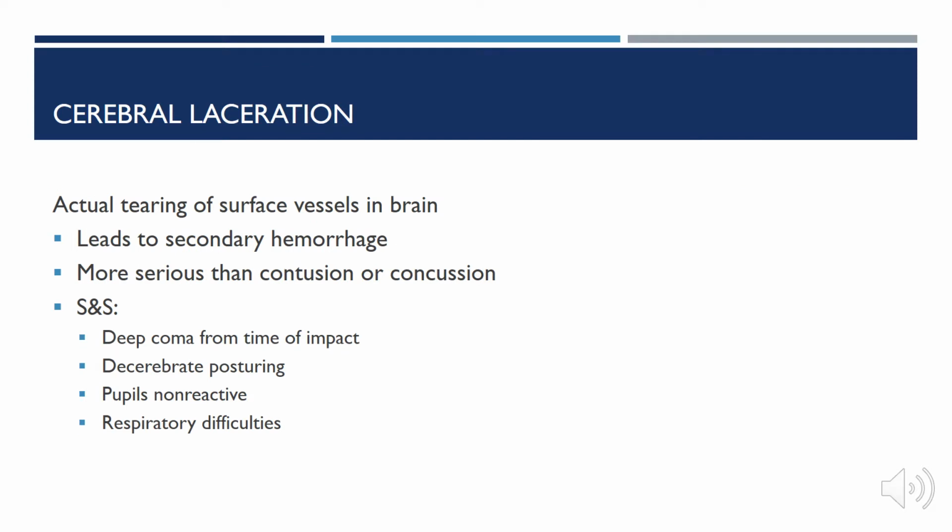So the next thing we're going to talk about is cerebral lacerations. This is actual tearing of the surface vessels in the brain. Leads to secondary hemorrhage. It's more serious than a contusion or a concussion. And the signs and symptoms of this are deep coma from the time of the impact, decerebrate posturing, the pupils are non-reactive, and they can have respiratory difficulties.